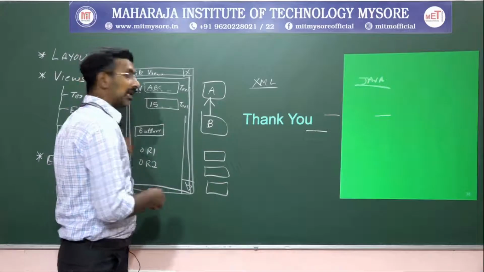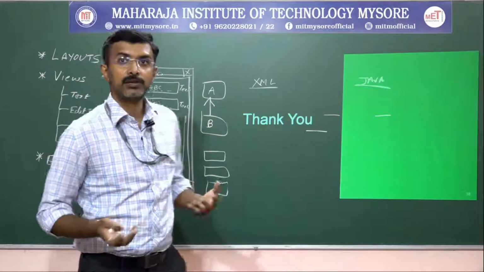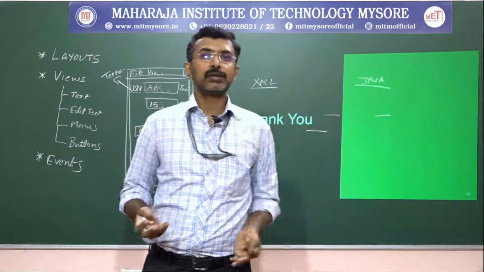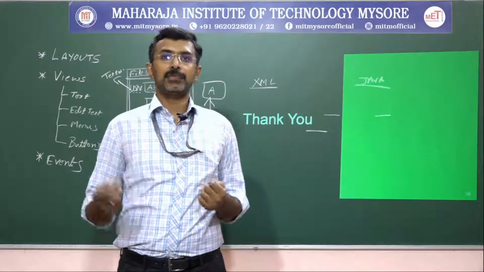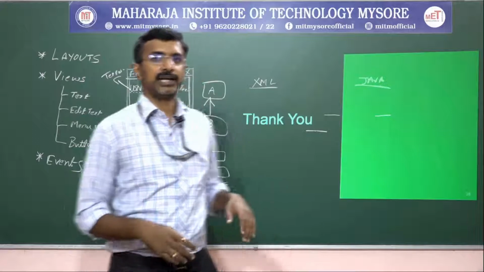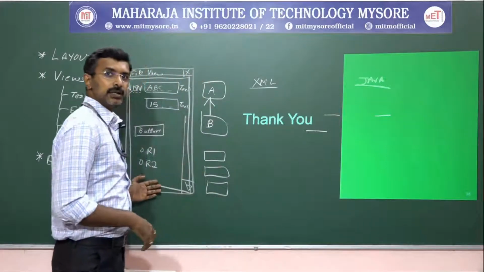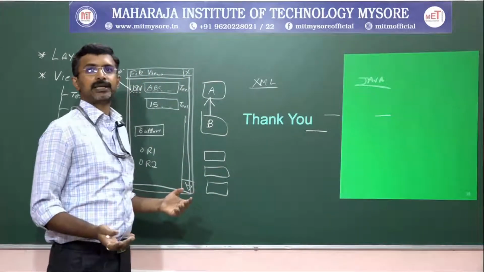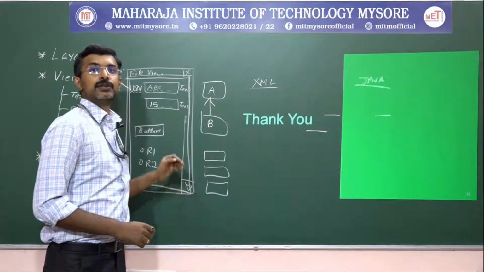Then we have seen the layouts and the different types of layouts: linear layout, relative layout, grid layout, table layout. At the end we looked into events as well. What do you mean by event? How do we handle the event mechanism? At last we looked into the resources part.